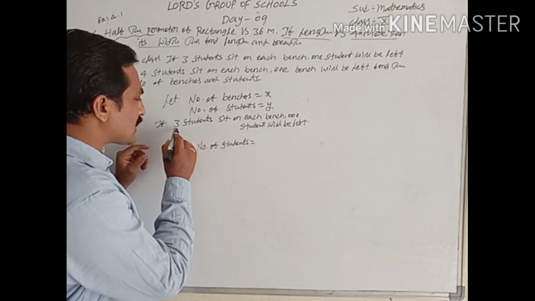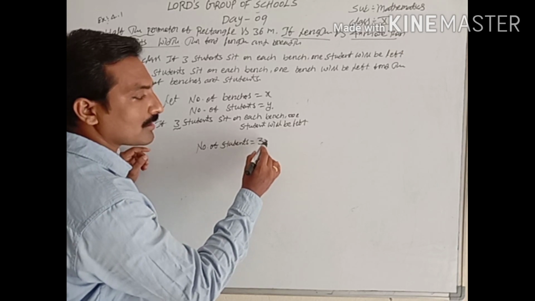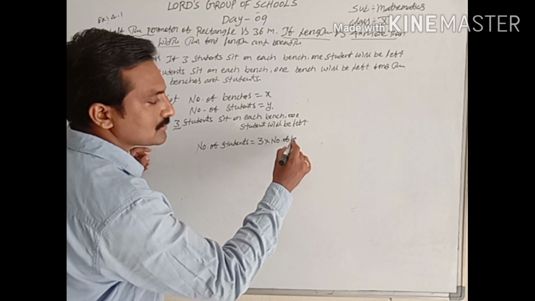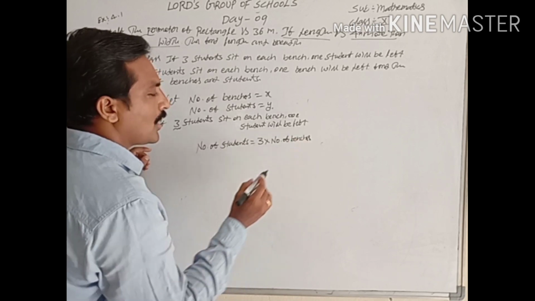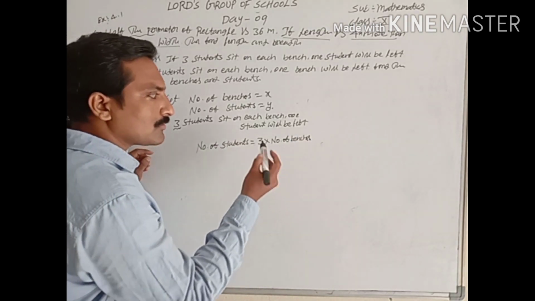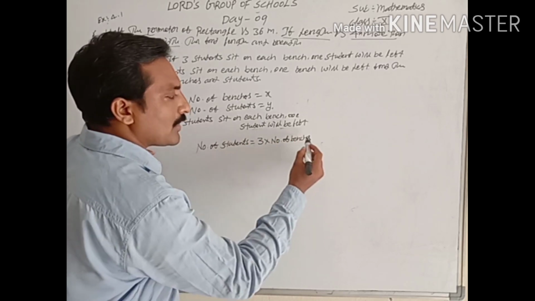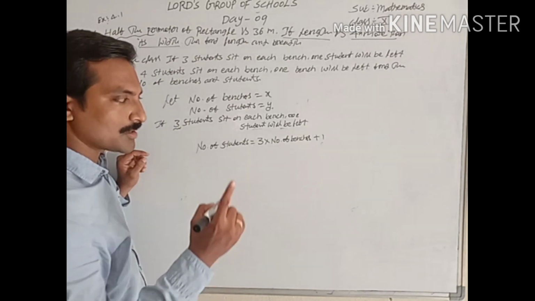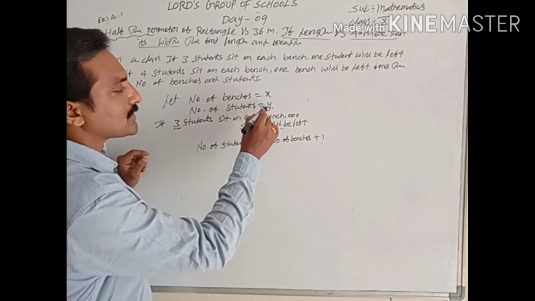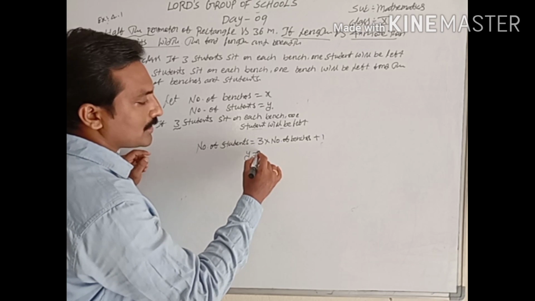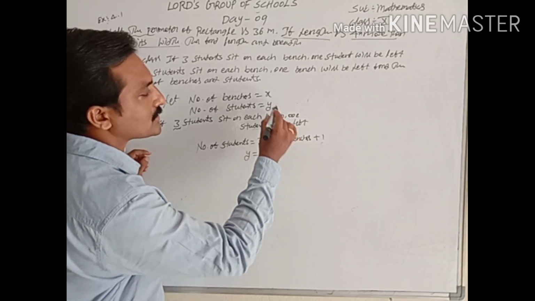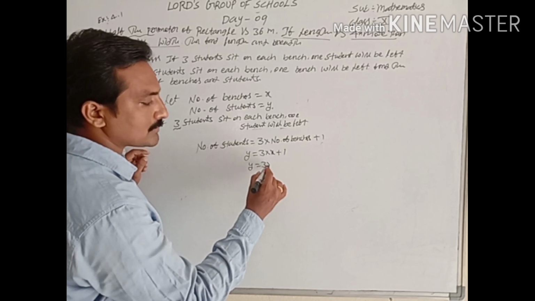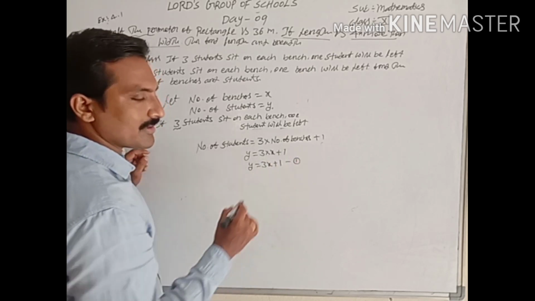Number of students is equal to, here how many students are sitting? 3, where? On each bench, so 3 into the number of benches. Here 1 student more, 1 student will be left. So left means plus, only 1 student is left. The number of students is represented with y. So 3 into the number of benches x, plus 1. y is equal to 3x plus 1. This is the first equation.